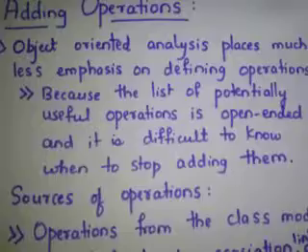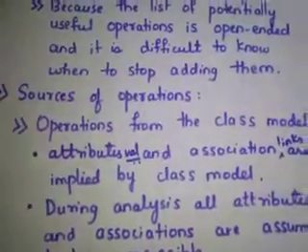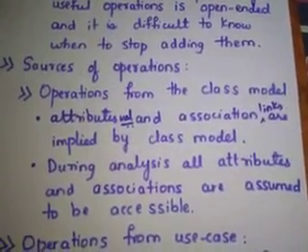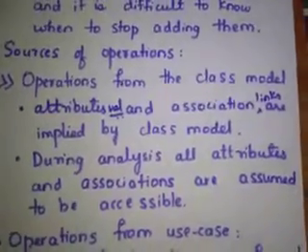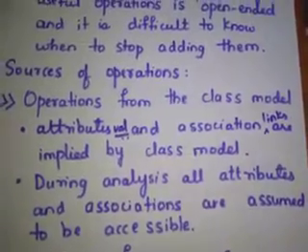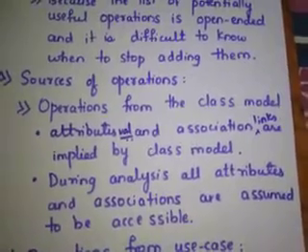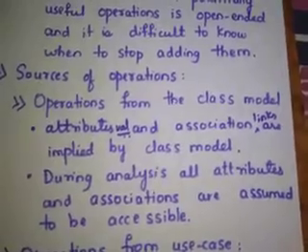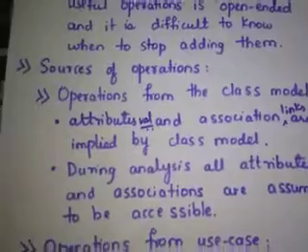So let us see some of the sources from where we find the operations. The first one is the class model. In the class model, we define the attributes and the association links that are implied by the class model. That is, we come to know the attribute values and the association links that exist in the class model. When we want to access any of these attribute values or association links, we need operations. So this is a source of operations.